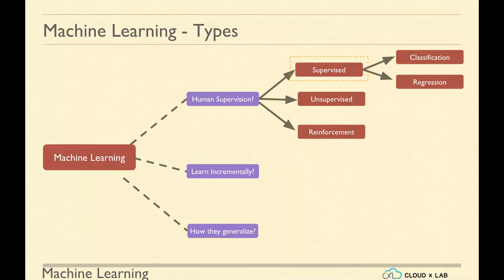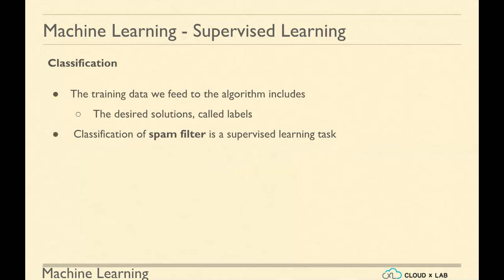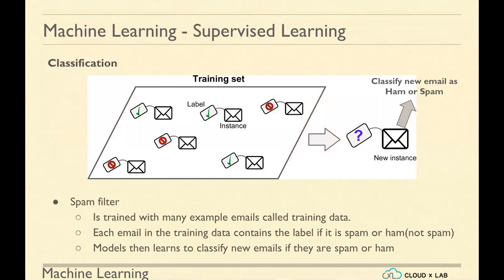Supervised learning is further classified into classification and regression. In classification, we try to classify things into various buckets. The training data we feed to the algorithm includes the desired solution called labels. Classification in the case of a spam filter is a supervised learning task. Okay, let me go into this a little bit more. Let's say we have the history of spams. These are emails, and each email is marked as this is an okay email and this is a spam, and so on. So we have this training set, or you can say a history of emails along with the labels. Label means whether it's a spam or not a spam.